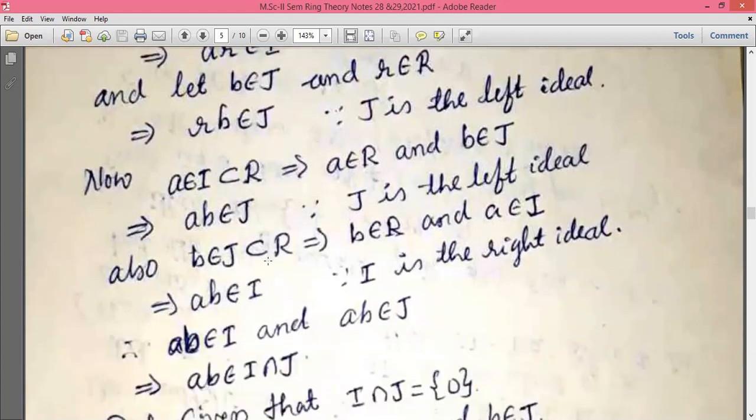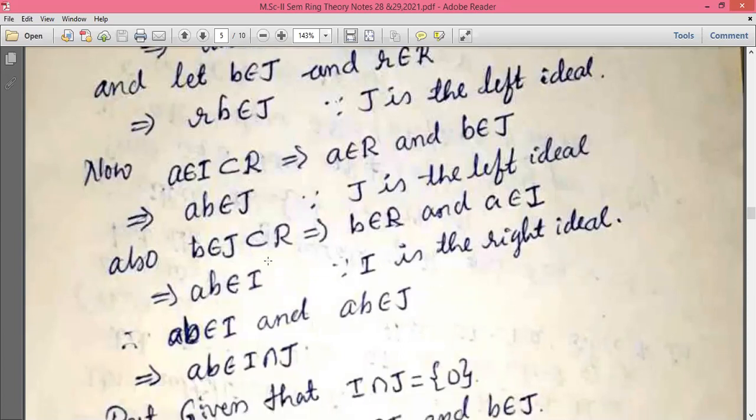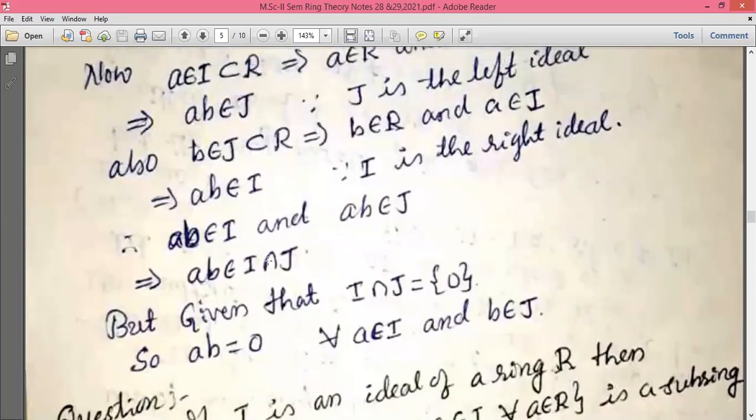Now A is in I, which is a subset of R. That means definitely A is in R and B is in J, so the product of these two is in J, because J is the left ideal. And also B is in J, which is also a subset of R. So B is in R and A is in I, and again the product is in I, since I is a right ideal.